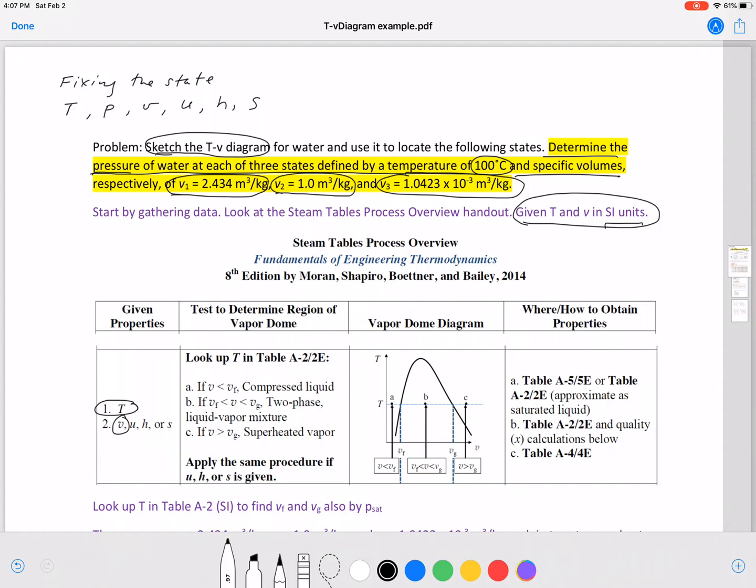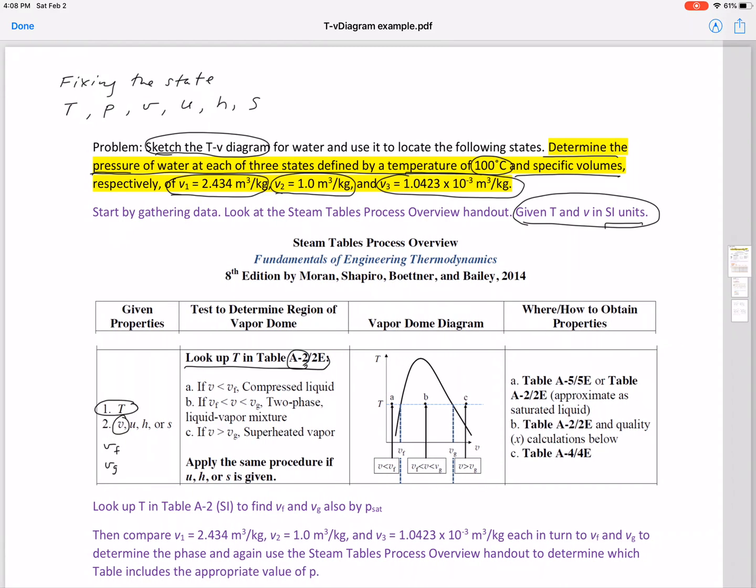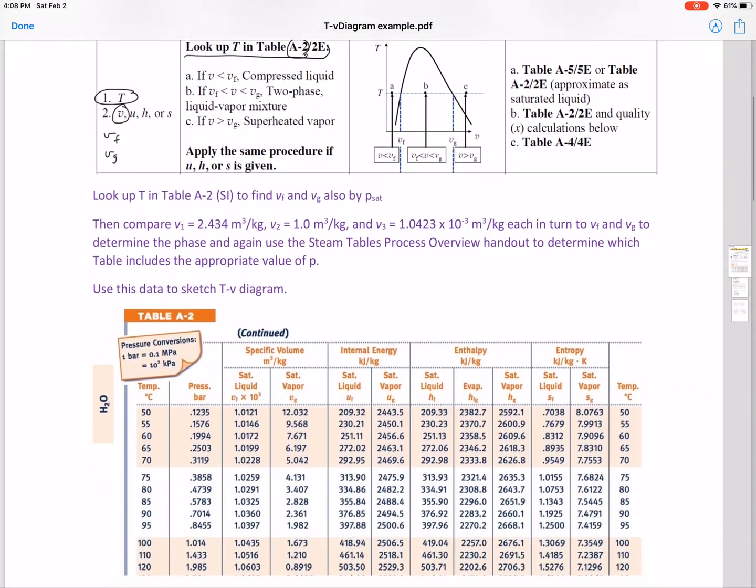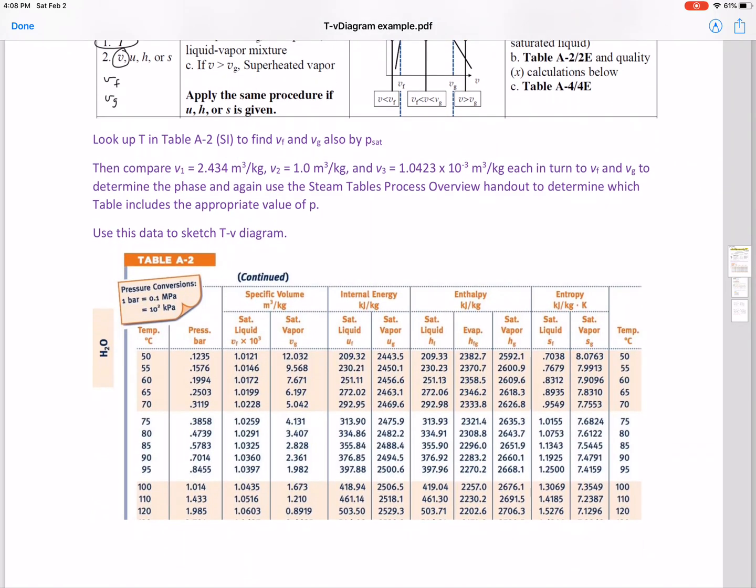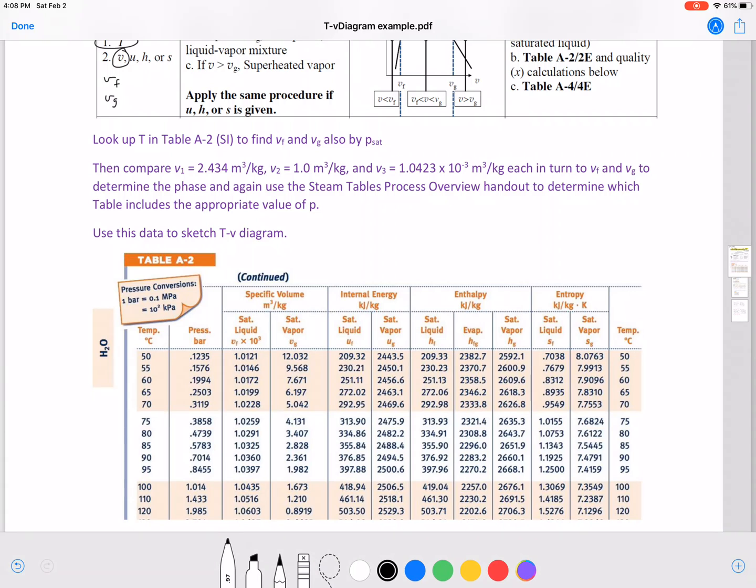So we have temperature and specific volume, and so we're going to look up temperature on table A2 because we have SI units, and we're going to find VF and VG. These are the saturated liquid and saturated vapor values for specific volume. Then we're going to come back and see where we land on these charts. So using table A2 in SI units, we look up a temperature of 100 degrees Celsius, and we find this row of values that pertains to 100 degrees Celsius.